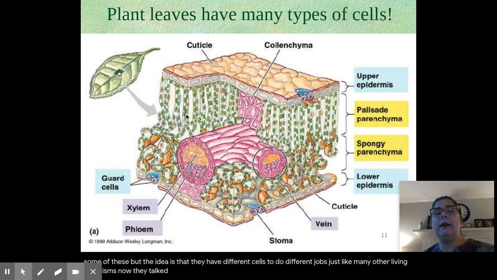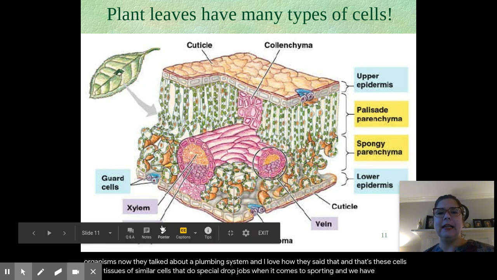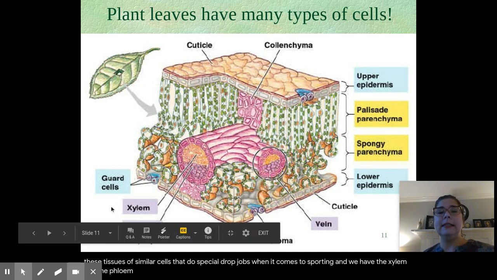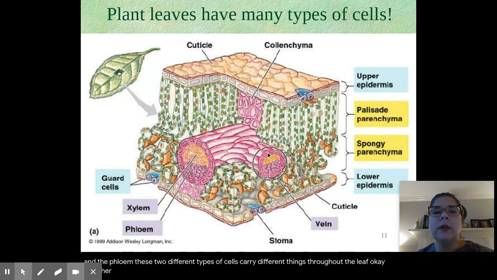Now, they talked about a plumbing system, and I love how they said that. And that's these cells, these tissues of similar cells that do special jobs when it comes to transporting. And we have the xylem and the phloem. These two different types of cells carry different things throughout the leaf. Okay, together, they are found within the vein.